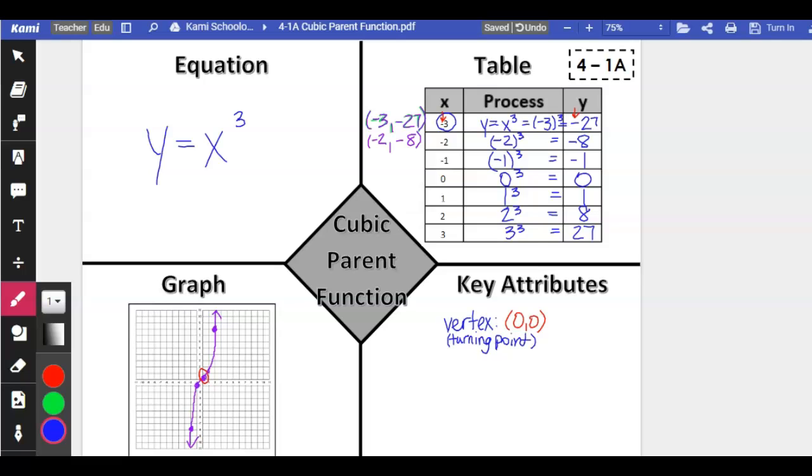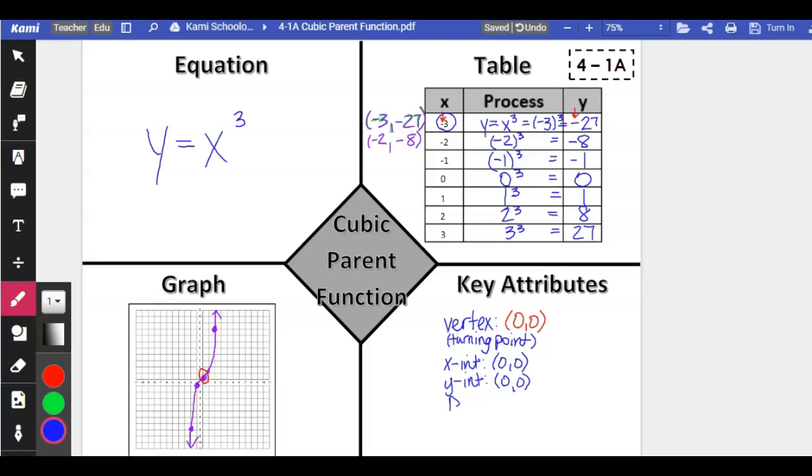Notice that most of the parent functions that we've discussed in the past, if it has a vertex, then its vertex is at the origin. The x-intercept, also 0, 0. The y-intercept, you guessed it, the origin again.